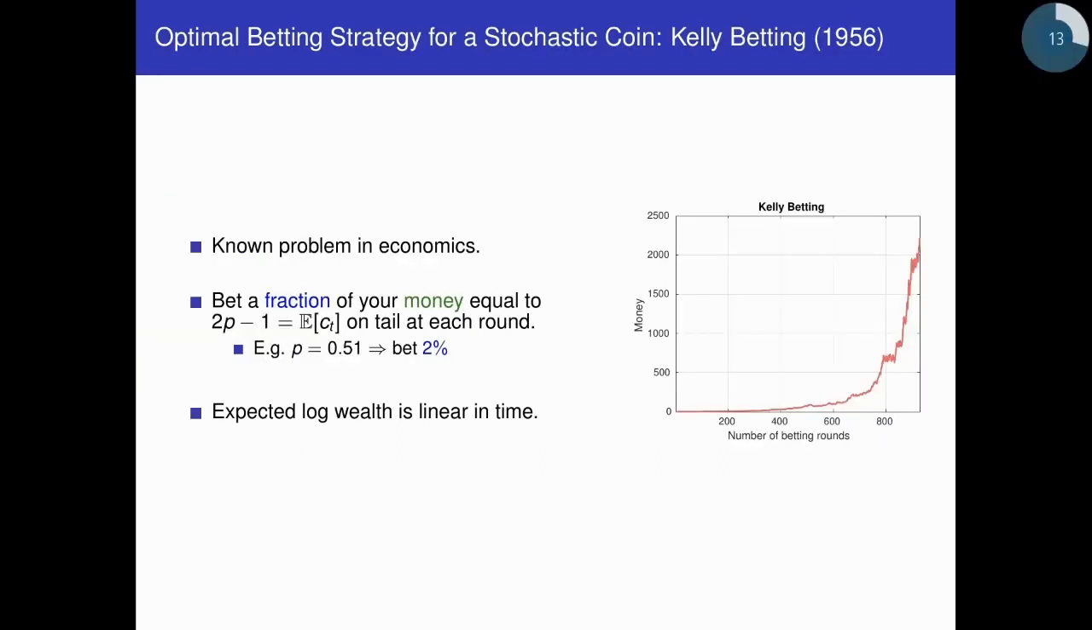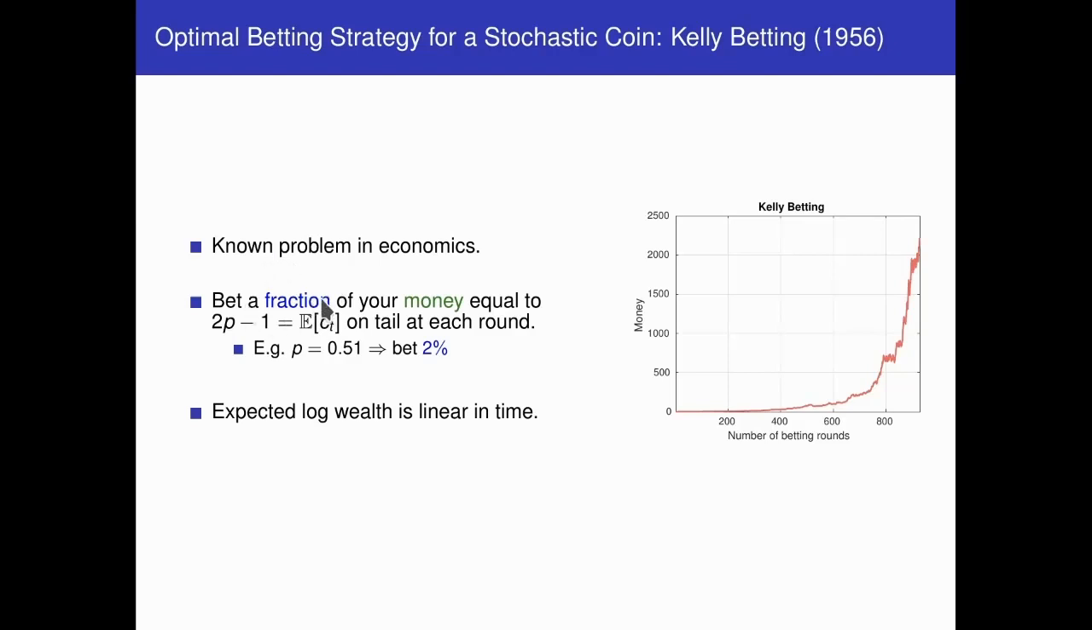Now, it turns out that this is a classic problem. It was solved for the first time by Kelly with the Kelly betting criterion, which says the following. You should assume two things. You should assume that the coin is stochastic, and you should assume that you know the bias of the coin. If you are in this situation, the optimal strategy, in the sense that any other strategy asymptotically will do worse, is to bet 2 times the bias of the coin minus 1 fraction of the money that you have in each round on the side that is appearing more often.